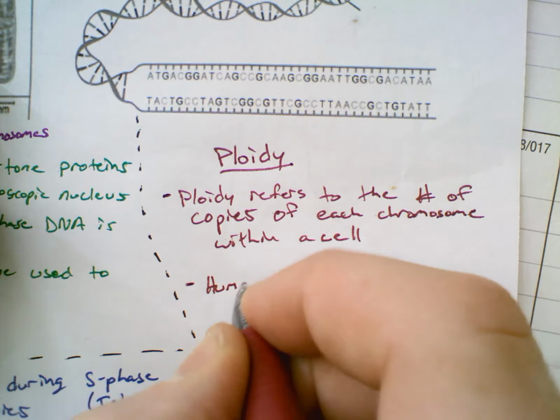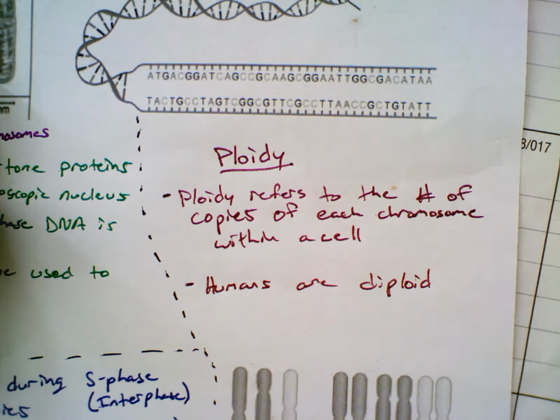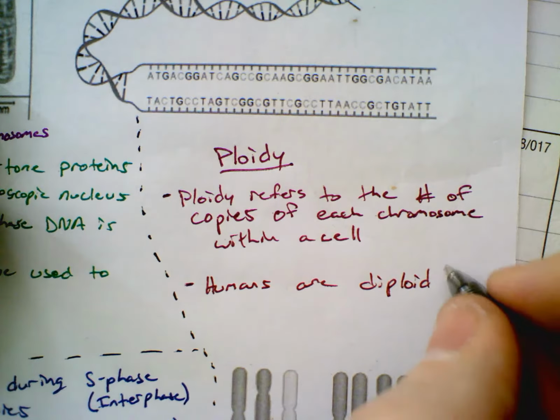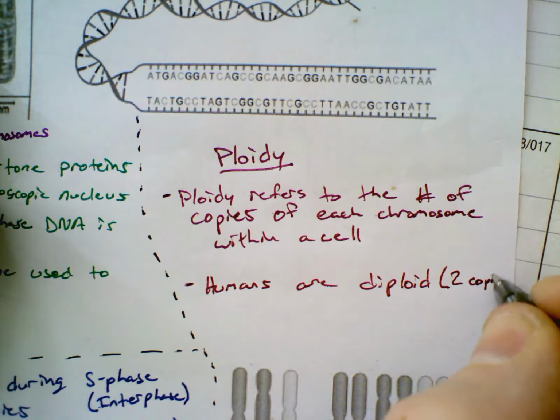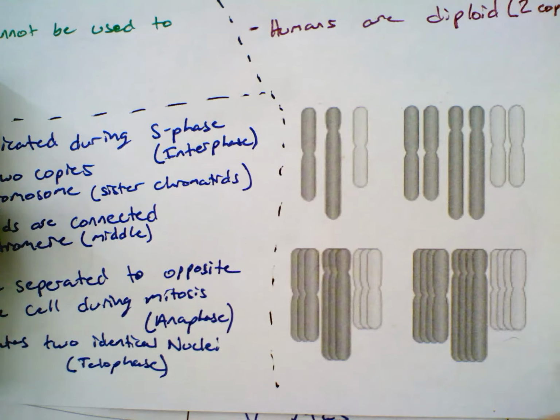Humans, you've heard this word before, are diploid. Now you know this. That means that there's two copies. So, not all organisms are diploid. Not all organisms have two copies of chromosome 1, two copies of chromosome 2. Not all organisms have the same number of chromosomes. Not all organisms form them at all. So, it really just depends, but ploidy is referring to how many copies of each chromosome there are. And there are some different options here. So, you could be haploid. So we'll do that here.